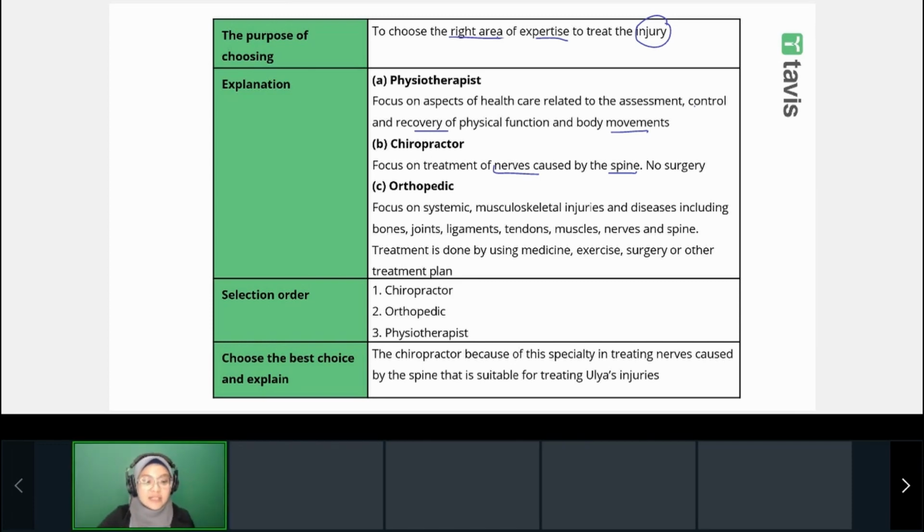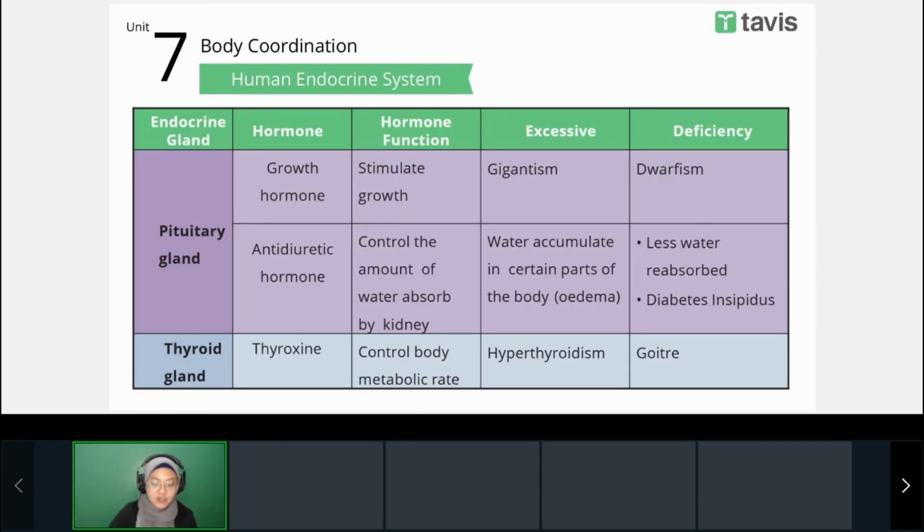Okay, so your selection order. Ulia can go to the chiropractor first because the chiropractor specializes in spinal injury, followed by the orthopedic, last the physiotherapist. Choose the best choice. You have to choose the best choice and explain. You have to have the explanation. Chiropractor. Why? Because of the specialty in treating nerve problems caused by spine injuries, because Ulia has a spinal injury.